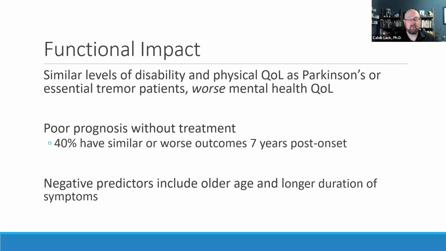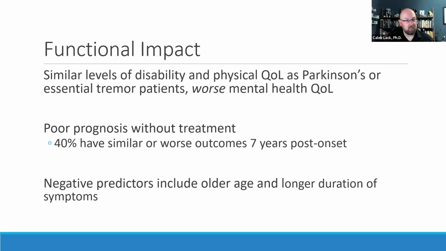Functionally, this is a very, very impacting problem. What we see is that when we compare folks who have these functional neurological disorders, like the motor disorders, to people who have Parkinson's or who have essential tremors or tics or Tourette's, we actually see very similar levels of disability and decreases in physical quality of life. And we actually see worse mental health quality in these folks, even if they're phenomenologically appearing pretty similar.